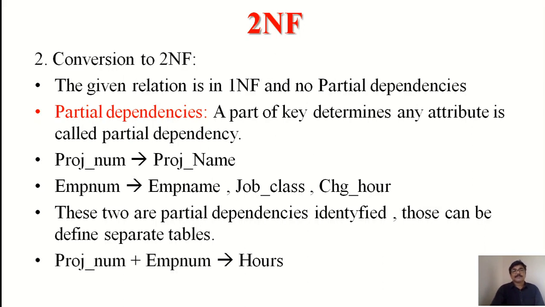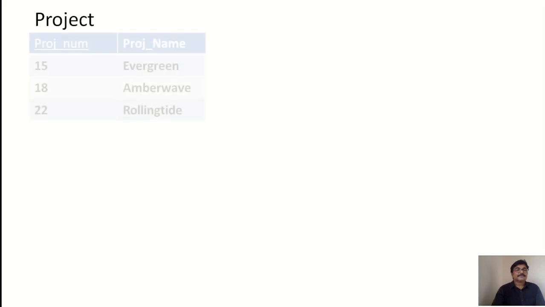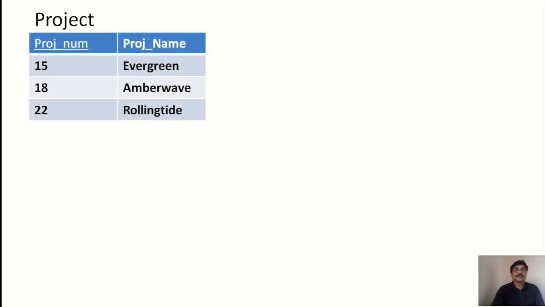And project number plus employee number determines hours. This is also one more table. After applying the second normal form, the project report format table can be divided into three subtables, that is a project table, employee table, and assignment table. Let us see these tables here. The first one is the project table. In this we have project number and project name.